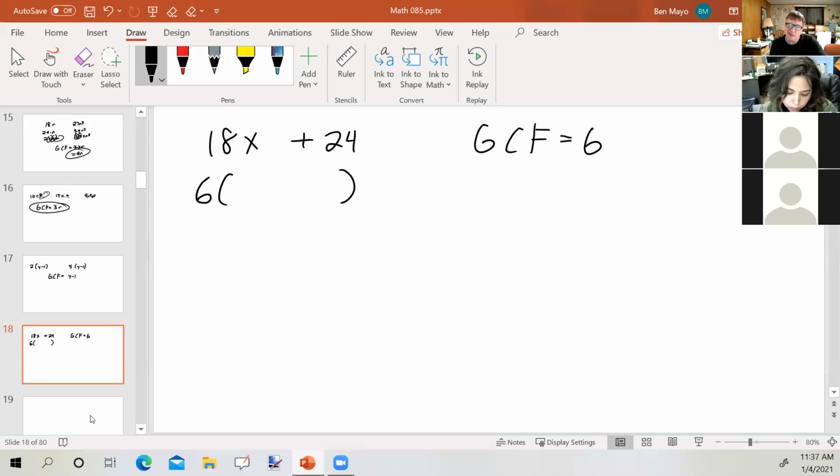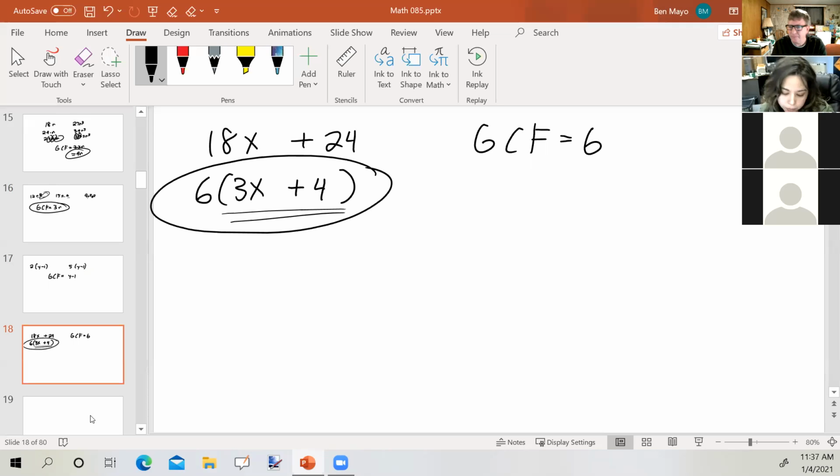It's like I'm going to undistribute. So if I take a 6 out of 18x, I have 3x left. If I take a 6 out of 24, I have 4 left. So factoring out the greatest common factor, we take out the 6, and then we have these leftovers. So this would be the final answer.